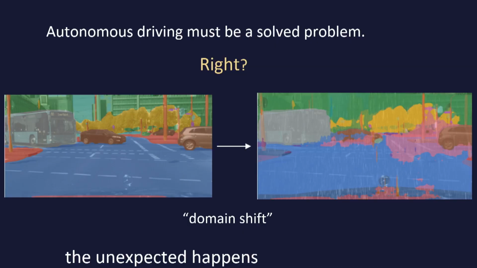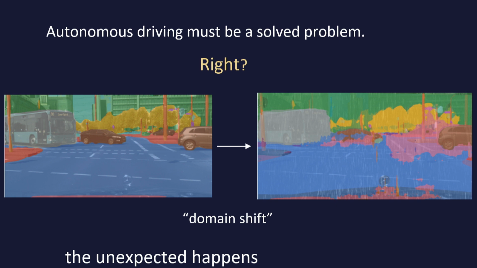Well, not really. Or it's a solved problem until the unexpected happens. So here we see a classic task for semantic segmentation. Semantic segmentation, for those of you who are maybe not from computer vision, effectively means giving a classification for each pixel in the image, saying this is a car, this is a road, this is a sky. And then we just have a tiny bit of rain on top of this image. And we see the segmentation falls apart. This is a Pollock, it's not segmentation anymore.